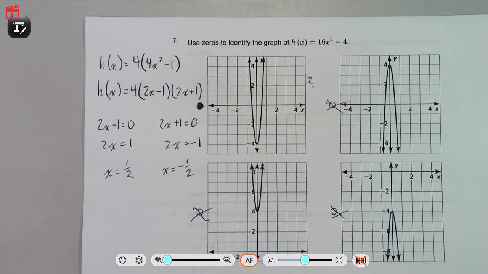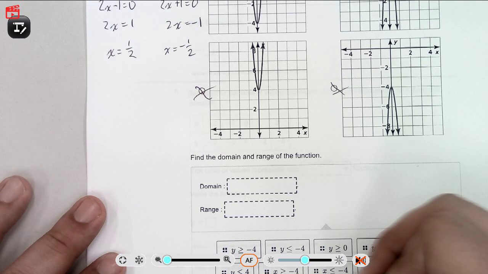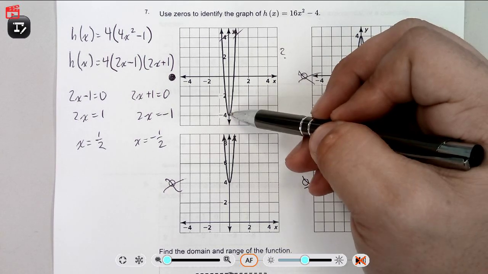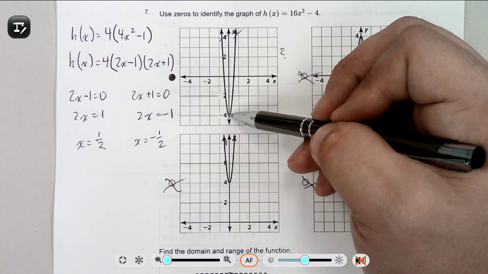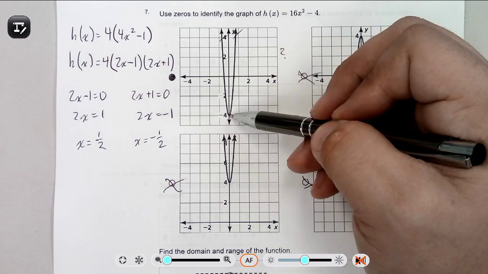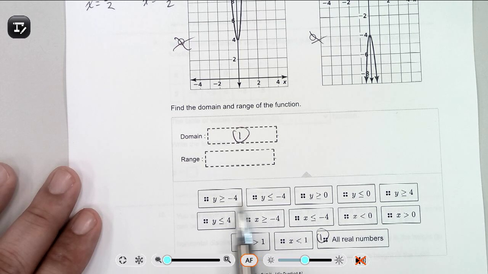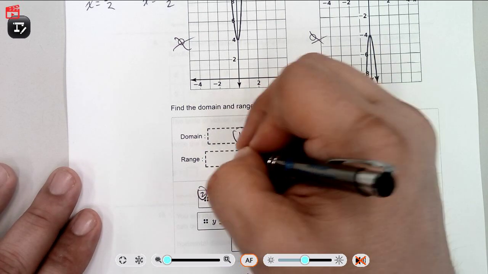And again, we're asked for domain and range. We have arrows, so all real numbers. And we can go to the graph. Looks like the vertex here is at -4. So y is going to be greater than, because it's pointing up, or equal to the -4, which is this box. Goes there.